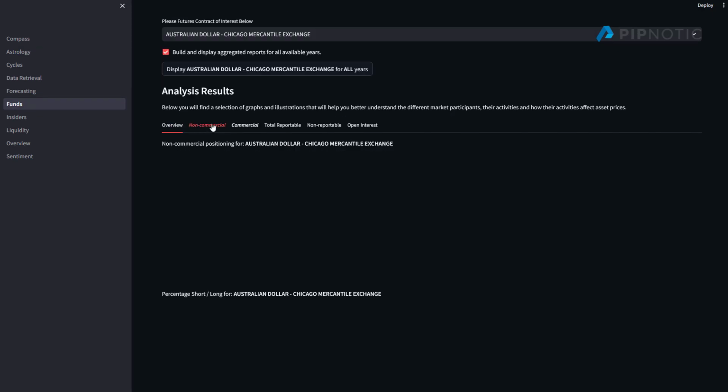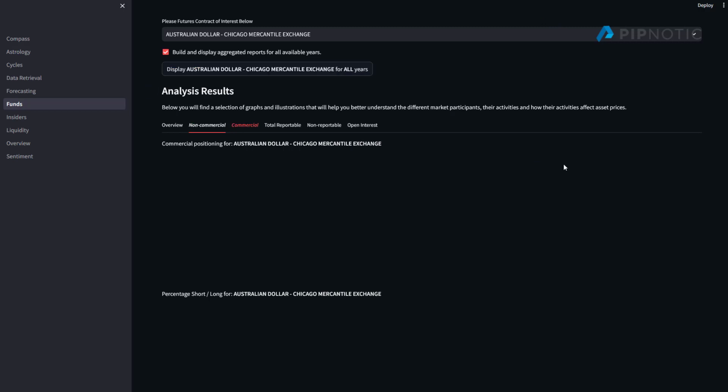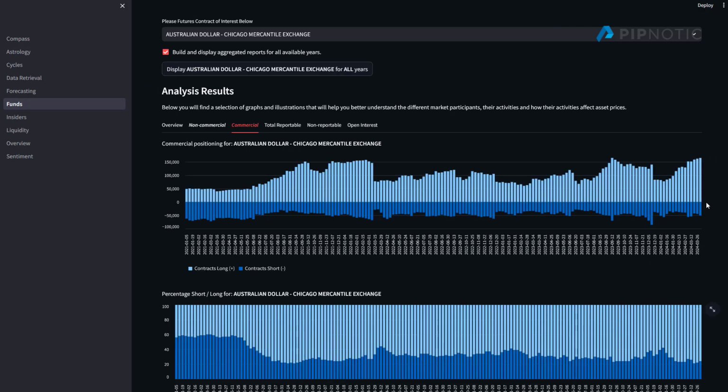Then we go to the non-commercials and see. You can see that we're slowly moving into negative territory. The negative positions on the speculative side are expanding. On the non-speculative side, we're just saying the opposite. You'll see this going down, and these guys are accumulating more long positions.